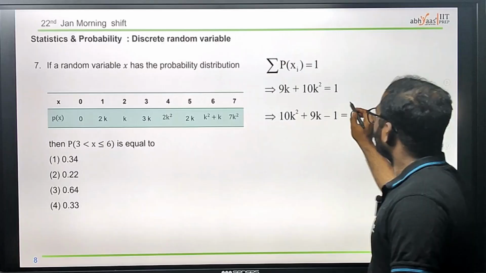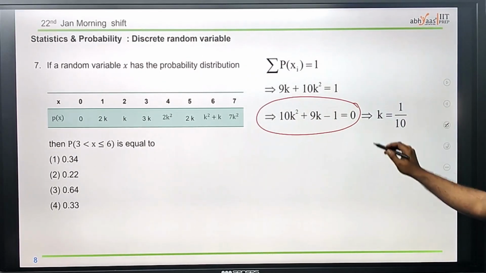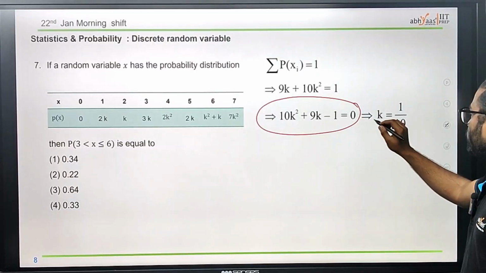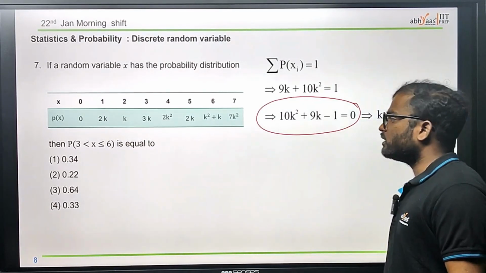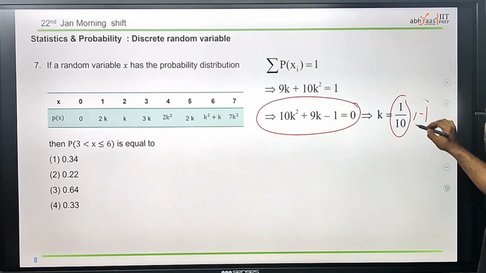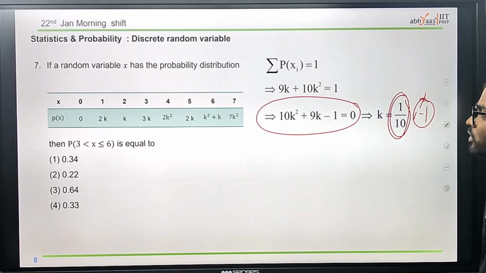which is this one, 10k square plus 9k minus 1 is equal to 0. And if we solve this, one of the values we get is 1 by 10 and the other one is minus 1. We know probability cannot be less than 0, therefore it will be ignored. Now we will take k equal to 1 by 10.